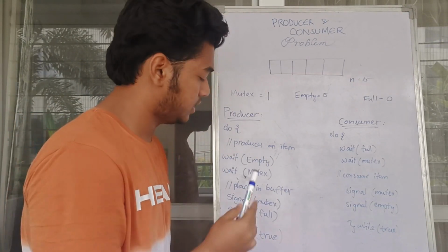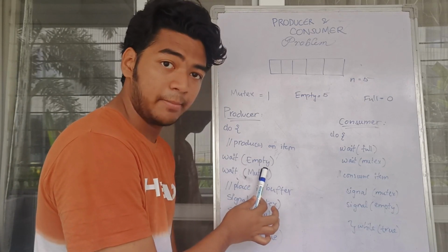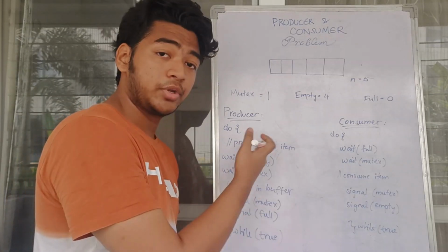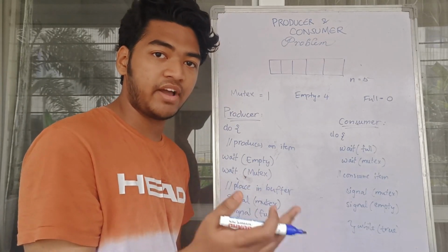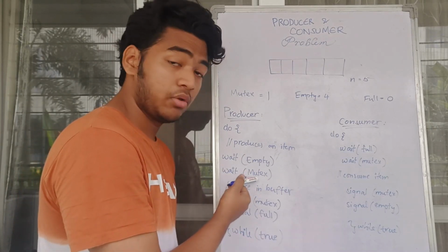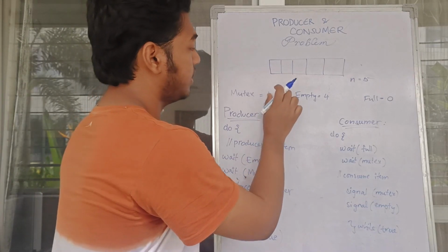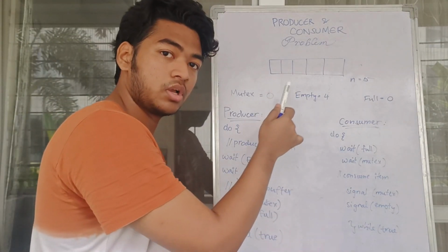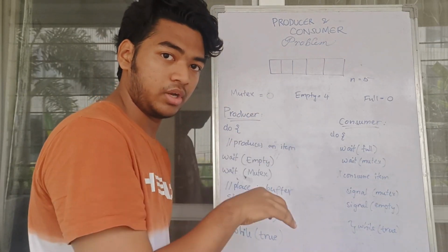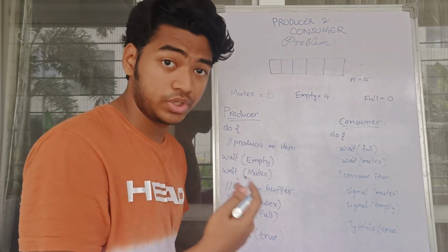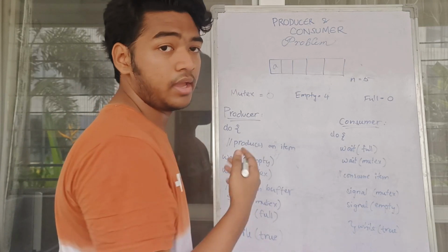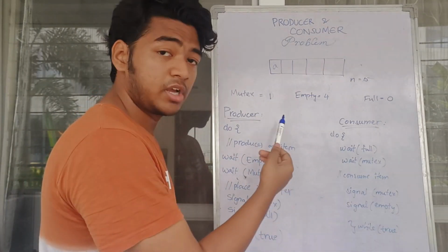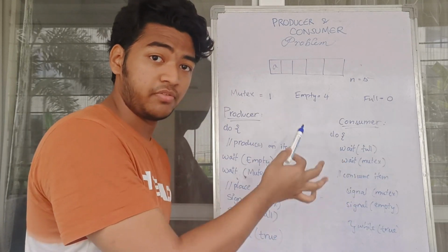What we're doing is we're decrementing the value of empty, which means empty is now 4 because we produced an item. So there are no longer 5 empty slots. And we decrement the value of mutex and it becomes 0. As it becomes 0, the consumer cannot access the buffer right now. And now we place the data in the buffer, which is A. Now we are going to increment the value of mutex. It becomes 1 so that the consumer can access the buffer.